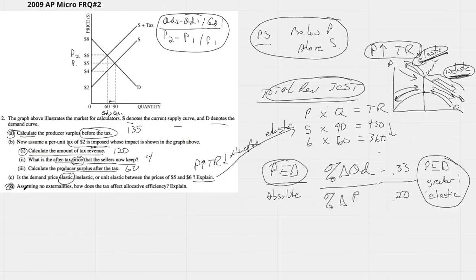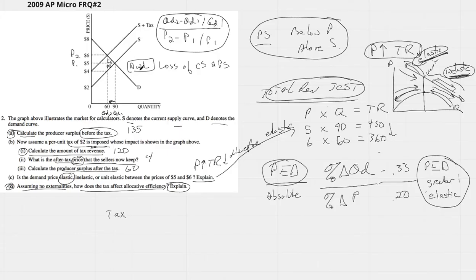All right, D, assuming no externalities, how does the tax affect allocative efficiency? This is a fairly stock question. Just understand that if there is a tax, we can see that there's some deadweight loss here. Again, deadweight loss, we define it as a loss of consumer surplus and producer surplus. It is the idea that society has lost some quantity here due to the tax. They can't afford it anymore. So we can see that this deadweight loss triangle, we've lost this amount of consumer surplus and this amount of producer surplus.